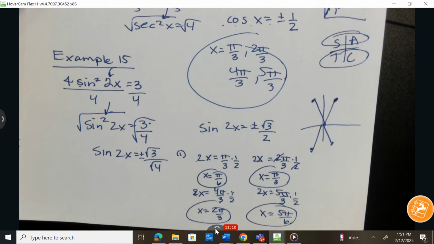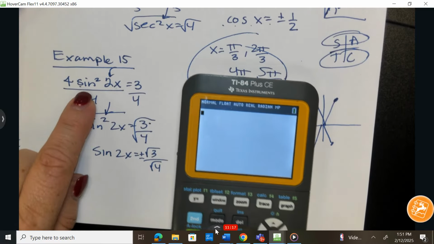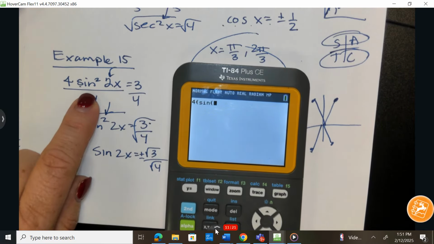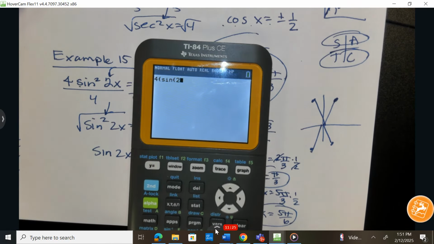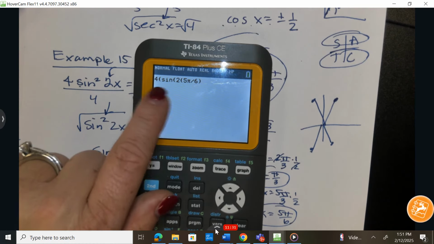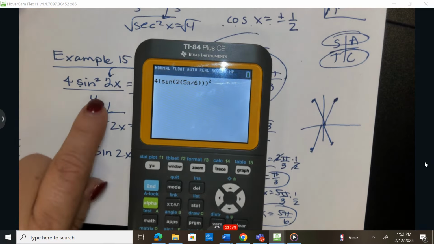Let's go up and make sure that I correctly did this. I still need to do a second revolution. Okay, you ready? Let's try 4 parentheses, sine of 2. Now I can choose any one of these answers. Let's try 5 pi over 6. It's important that you make sure your calculator is in radians. I need to square this entire quantity.